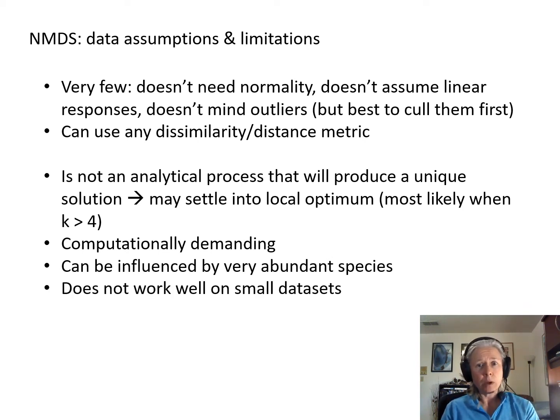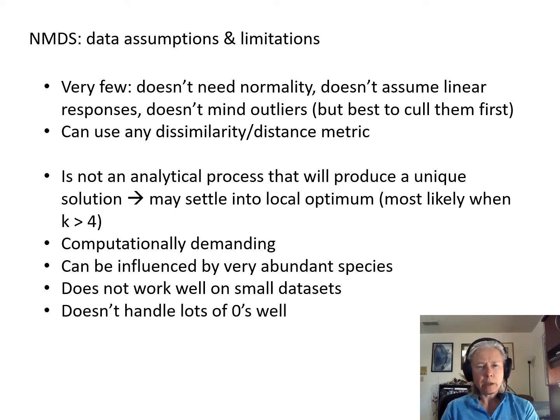NMDS does not work well on small data sets, meaning fewer than 10 samples, because it creates randomizations that are too conservative and that produce configurations for which NMDS will tell you that the stress is 0, which is not realistic. So what you should do is interpret your results very cautiously if you have a small data set.